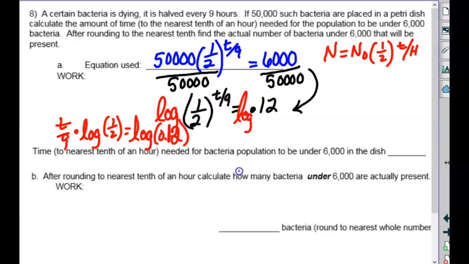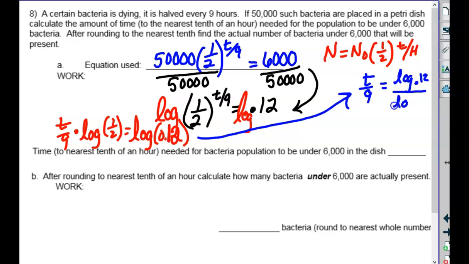I don't have room. Then what do you want to do next? The order doesn't matter too much. Divide by the log of 1/2, maybe? So we get T over 9 equals the log of 0.12. Is that what you told me? Yes? Okay. Over the log of 1/2.